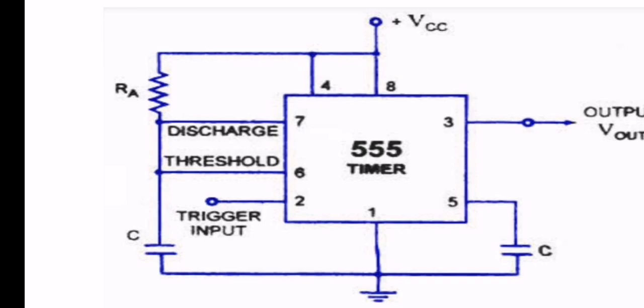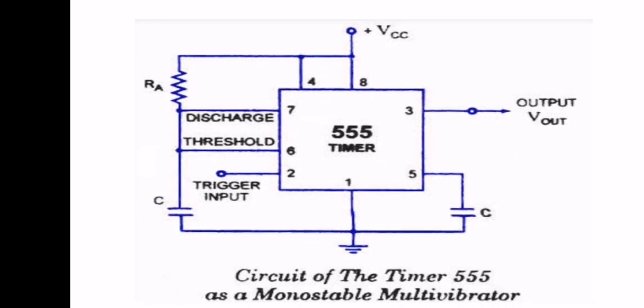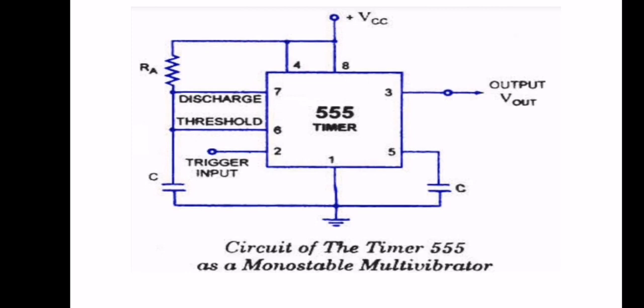When the increasing capacitor voltage becomes slightly greater than 2/3 VCC, the output of comparator 1 goes high, which sets the flip-flop. Now the transistor goes to saturation, thereby discharging the capacitor C, and the output of the timer goes low, as you can see in the figure. Thus the output returns to stable state from the unstable state. This is how in this figure the output went from stable to unstable state, and eventually came back from unstable to stable state. This is how a monostable multivibrator works as a 555 timer.